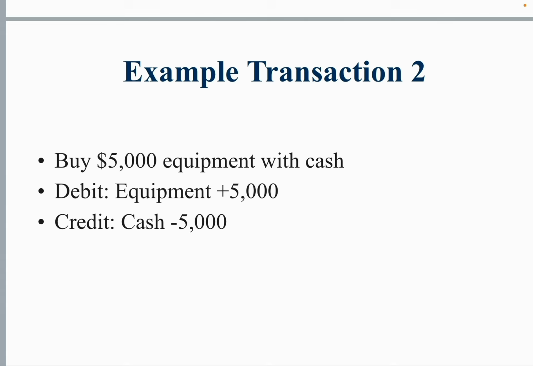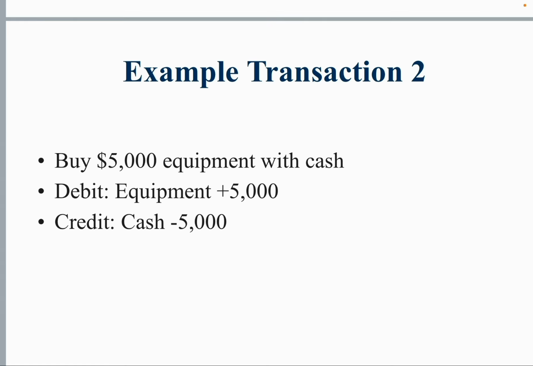Example transaction 2. Business buys 5,000 equipment with cash. Equipment increases, debit. Cash decreases, credit. Journal entry: debit equipment 5,000, credit cash 5,000.